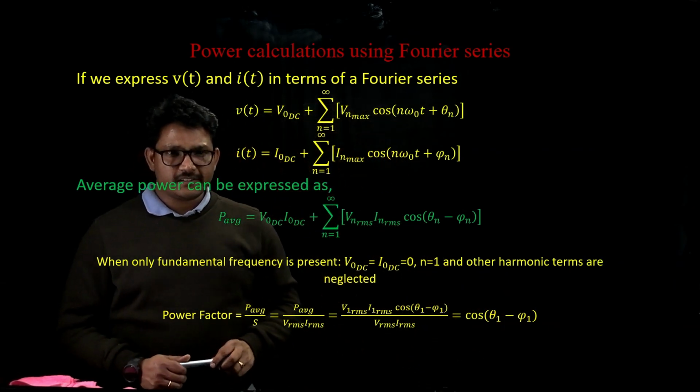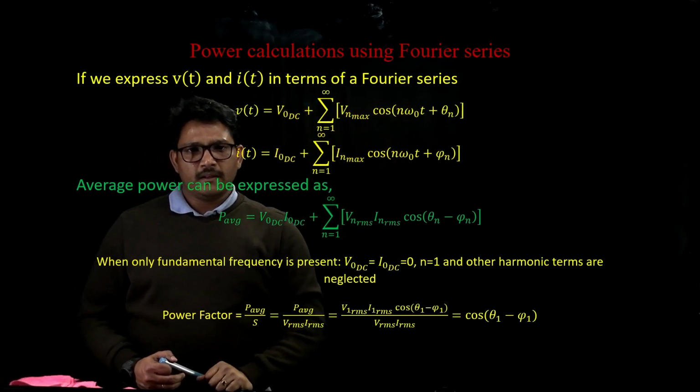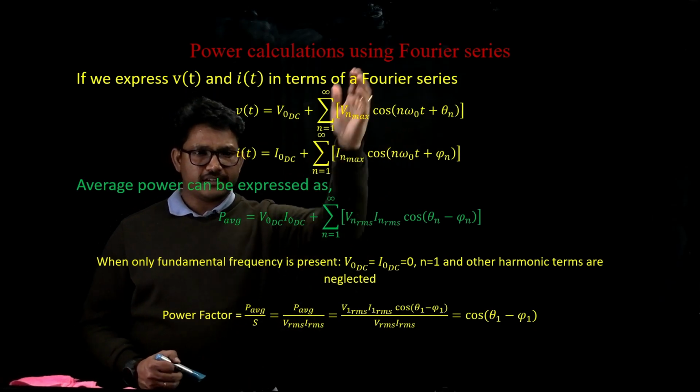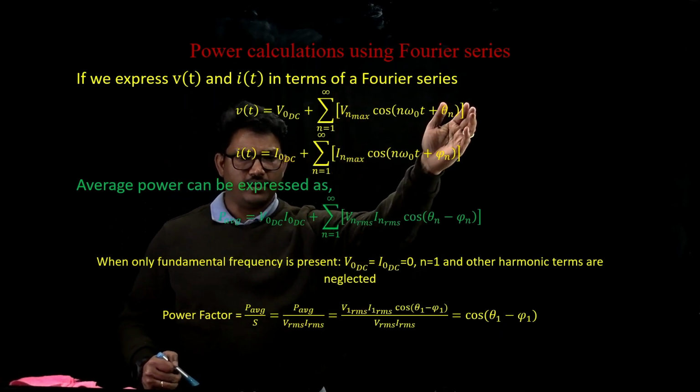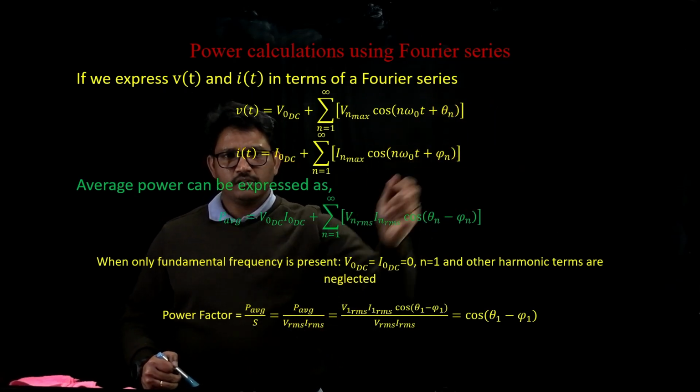So in that case, the RMS value of your voltage is going to be V1 RMS. The RMS value of your current is going to be I1 RMS. And there will be a phase angle difference, which will be theta 1 minus phi 1.